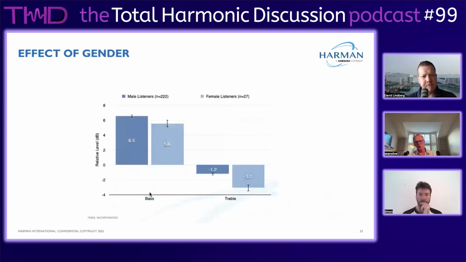We found this gender difference. We found that females preferred about a dB less bass than males, and they preferred almost 2 dB less treble than males. So we don't know if this is real in the sense that the sample of females is relatively small. It's always hard to find females when you go into an engineering company. There's a disproportionate amount of males. But I think this needs some follow-up study.